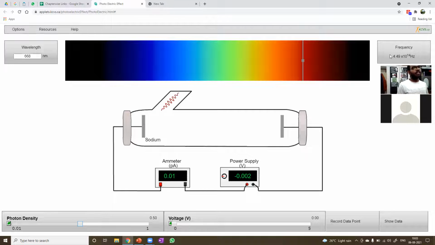Here the frequency is 4.49 times 10 to the power 14 hertz. Let me increase the frequency. By increasing the frequency, what happens to the energy of each photon? It increases.